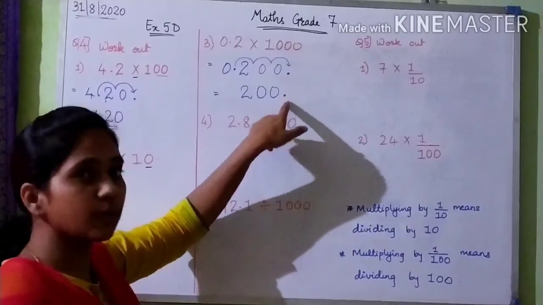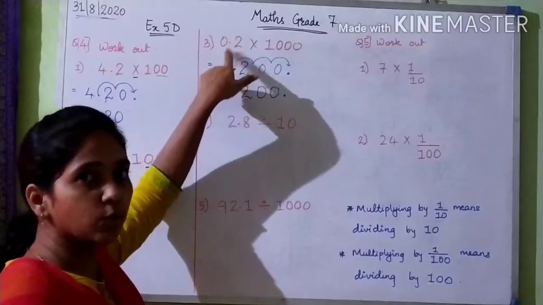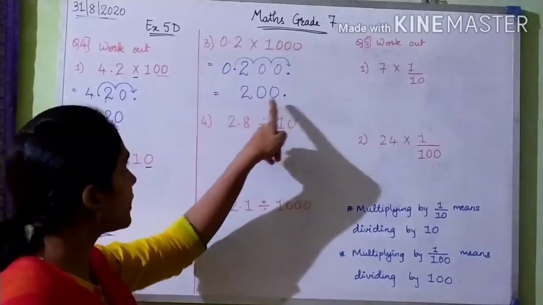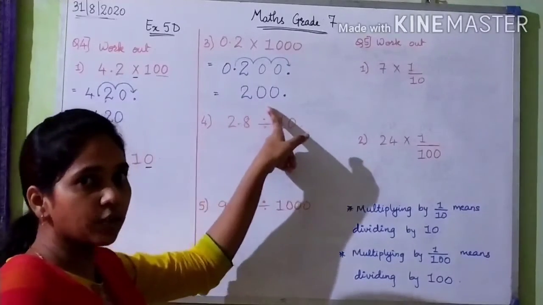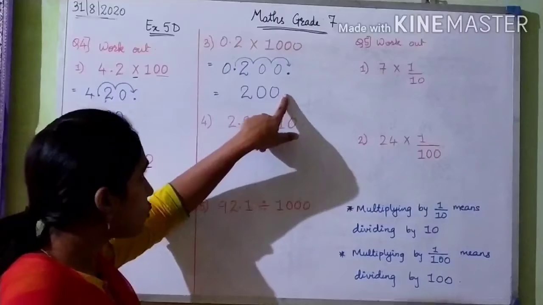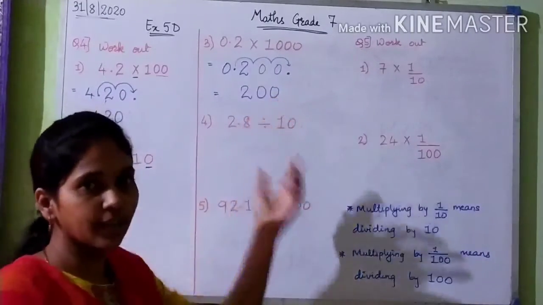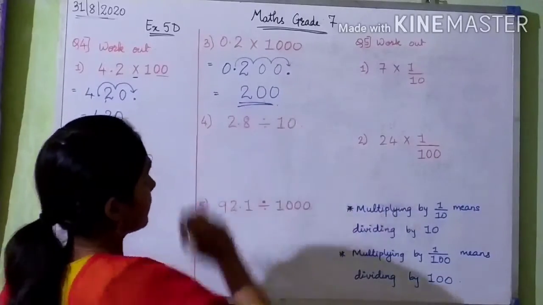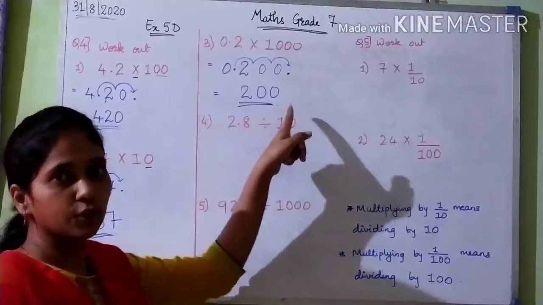Why? Because here the decimal point is at the end. If it would have been here, like in 0.2, then we write 0. But here the decimal point is at the end, so we don't write a 0 here. We just write 200, and we also don't put the decimal point because it is at the end. Okay, so this number is 200. So 0.2 multiplied by 1000 gives me 200.